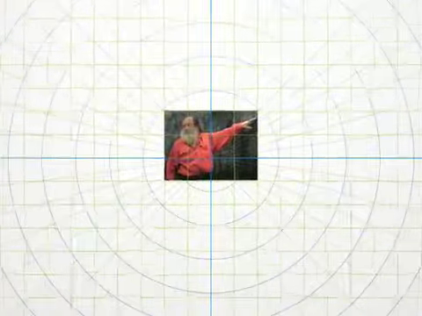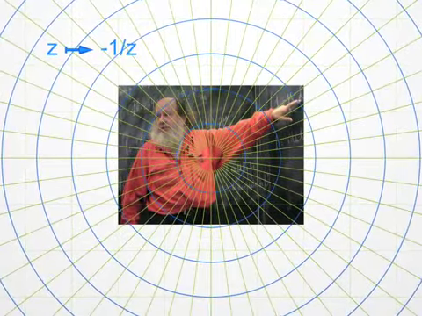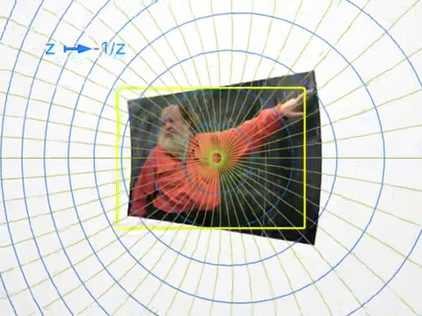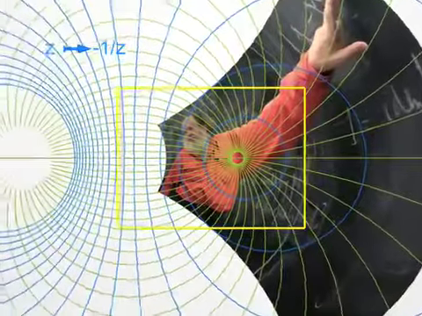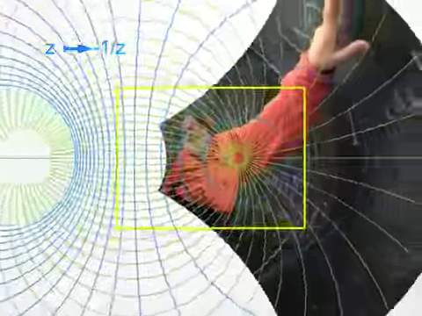Now let's go to a new transformation, sending the point z to negative 1 over z. Don't forget, with complex numbers one can add, multiply, but also divide. Not by 0, of course. Doesn't this image remind you of the Sistine Chapel? Large complex numbers with large modulus become small when one takes their inverses, and conversely.